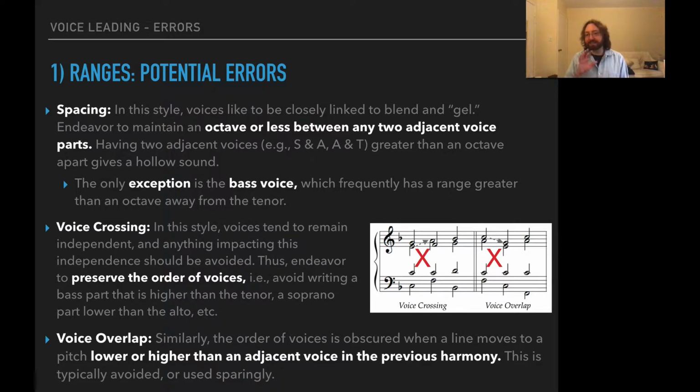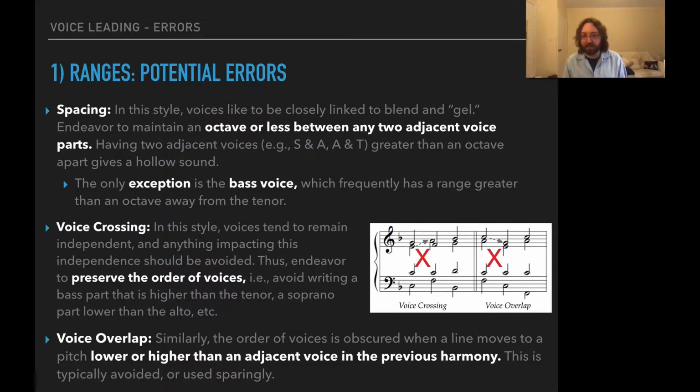Also, one that's slightly more difficult to understand is voice overlap. So similarly, the order of voices is obscured when a line moves to a pitch lower or higher than the adjacent voice in the previous harmony. This does happen occasionally, but we want to try to avoid it as much as possible.